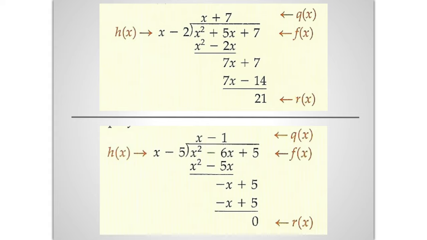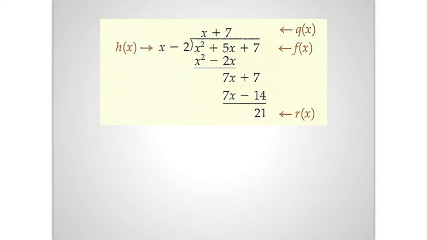And the same thing happened down below. The difference between these two examples, this one from yesterday and this is a new one, is that in the top example we got a remainder of 21, a non-zero remainder, and in the bottom one we got a remainder of 0. So let's take a look at the top one first.